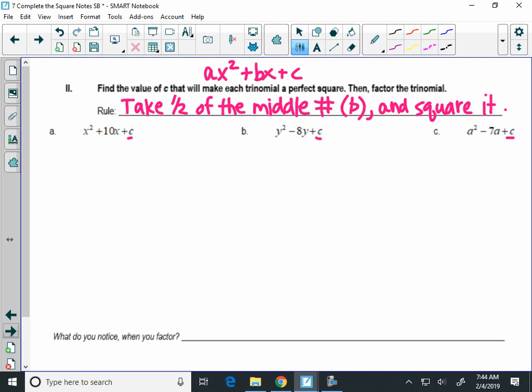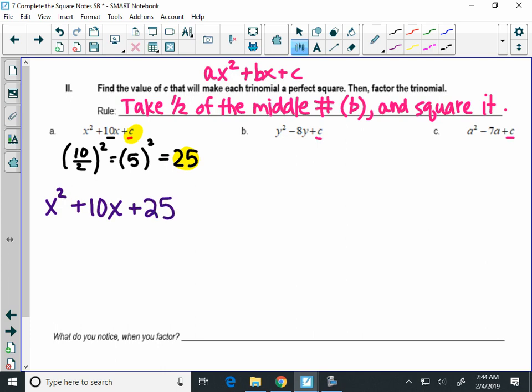Okay, so here's how this is going to look. For the first one, x squared plus 10x plus c, I'm going to take half of this middle number, half of 10, 10 divided by 2, and I'm going to square that value. So half of 10 is 5, and 5 squared is 25. So 25 is the new value of c. So if I wanted to rewrite this here, I'd have x squared plus 10x plus 25. That is our perfect square trinomial.